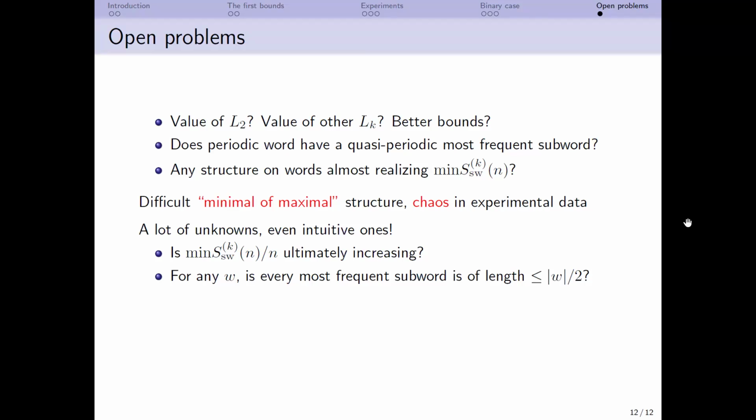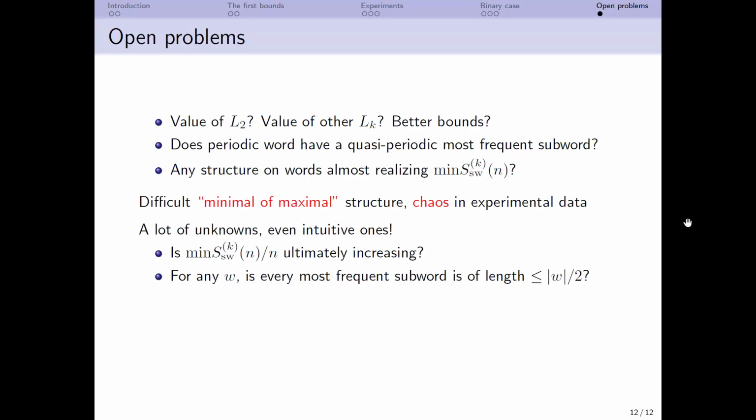And then we also have the problem that I already mentioned: we observe experimentally that periodic words mostly have periodic subwords as their most frequent subwords. Can we at least prove this, so that we can use the universal result on the generating function of periodic words and subword occurrences to get better bounds for L2 or other things? Even if we cannot do it for periodic subwords, if we can do it for quasi-periodic subwords, then we will already be able to get some bounds out of it.